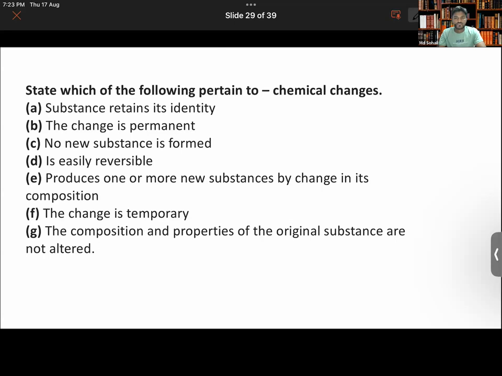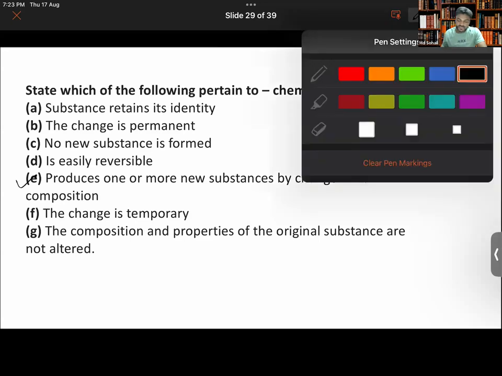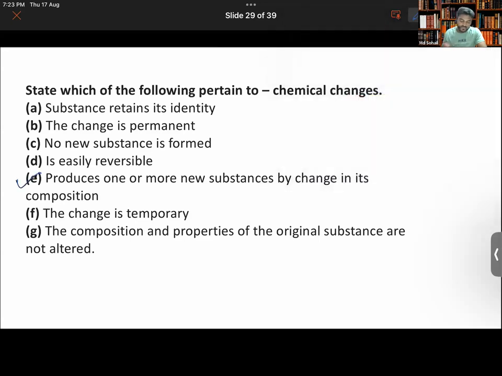Look at the options. I think E is the answer. Produces one or more new substances by change in its composition. Exactly. That is the answer. Right? Vaiga, answer on this. Right. The rest, all the options, they pertain to physical change.